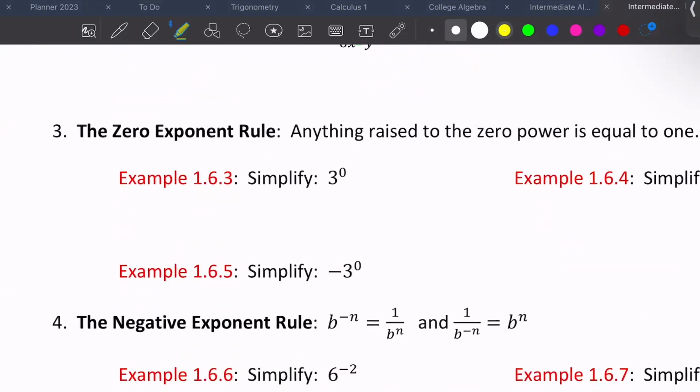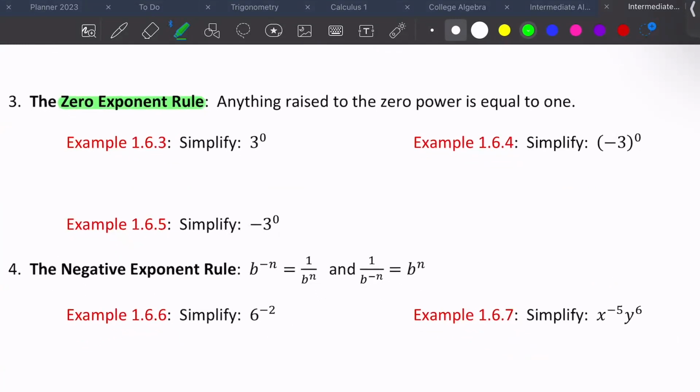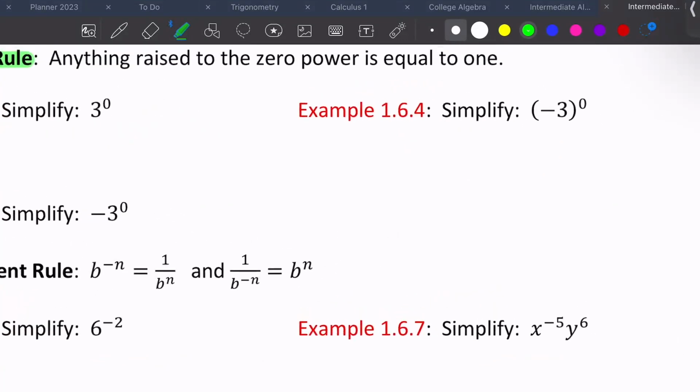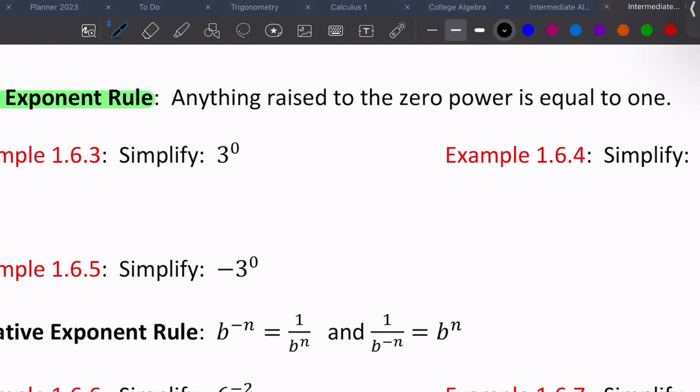All right. Zero exponent rule. Anything raised to the 0 power is equal to 1. So for this one, we just have 1, right?